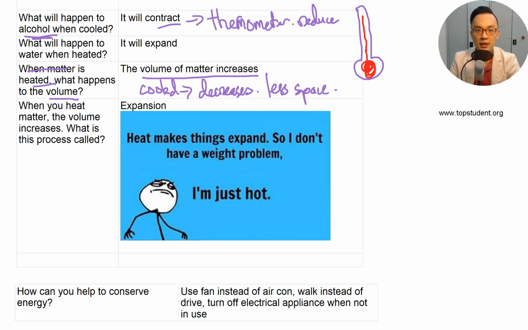Okay, so when you heat matter, the volume increases. What is this process called? It's called expansion.